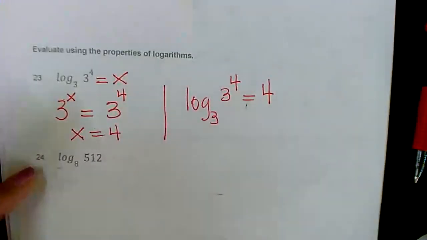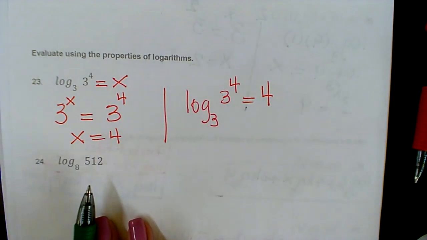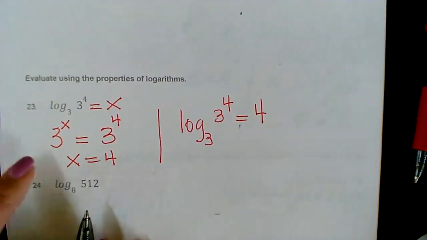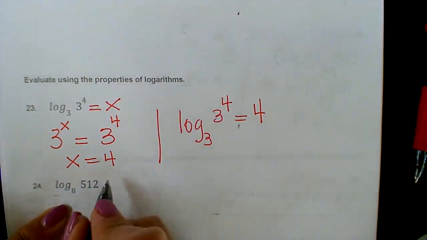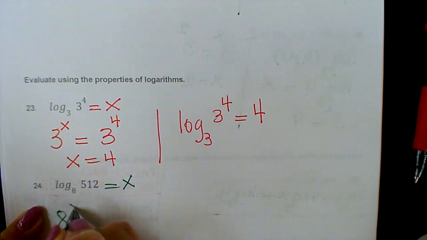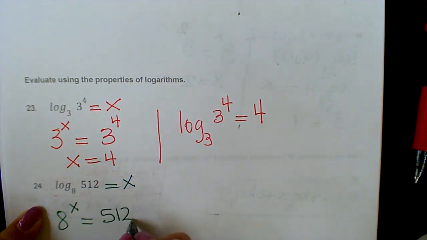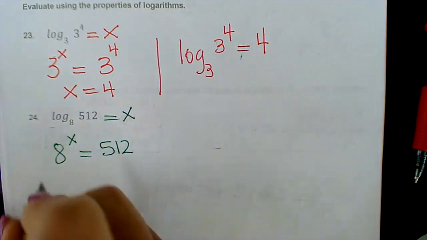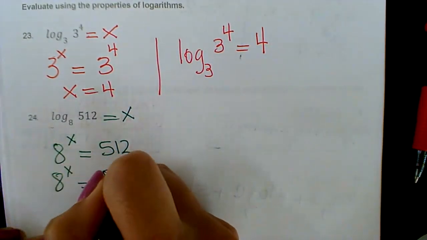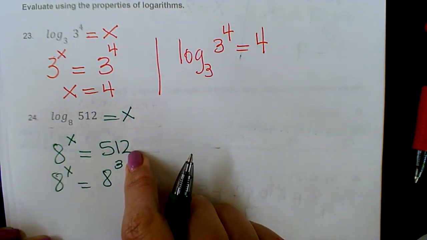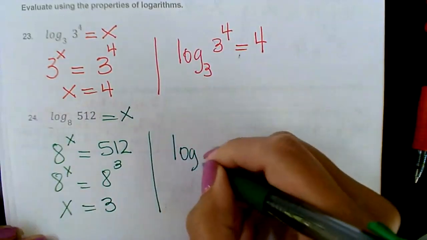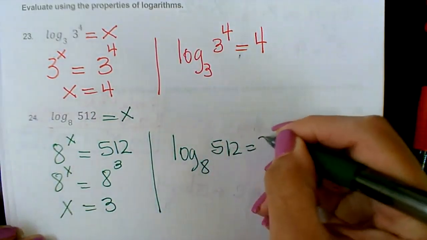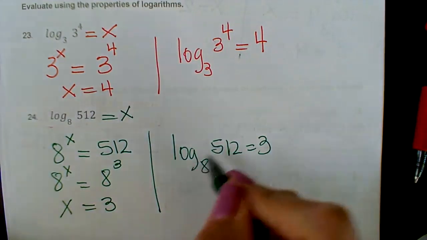We did 25. Let's do 24. They want us to evaluate using the property. Again, 8 to the x power is equal to 512. 8 to the third power is equal to 512. So x is equal to 3. So then log base 8 of 512 is equal to 3. This is the answer.